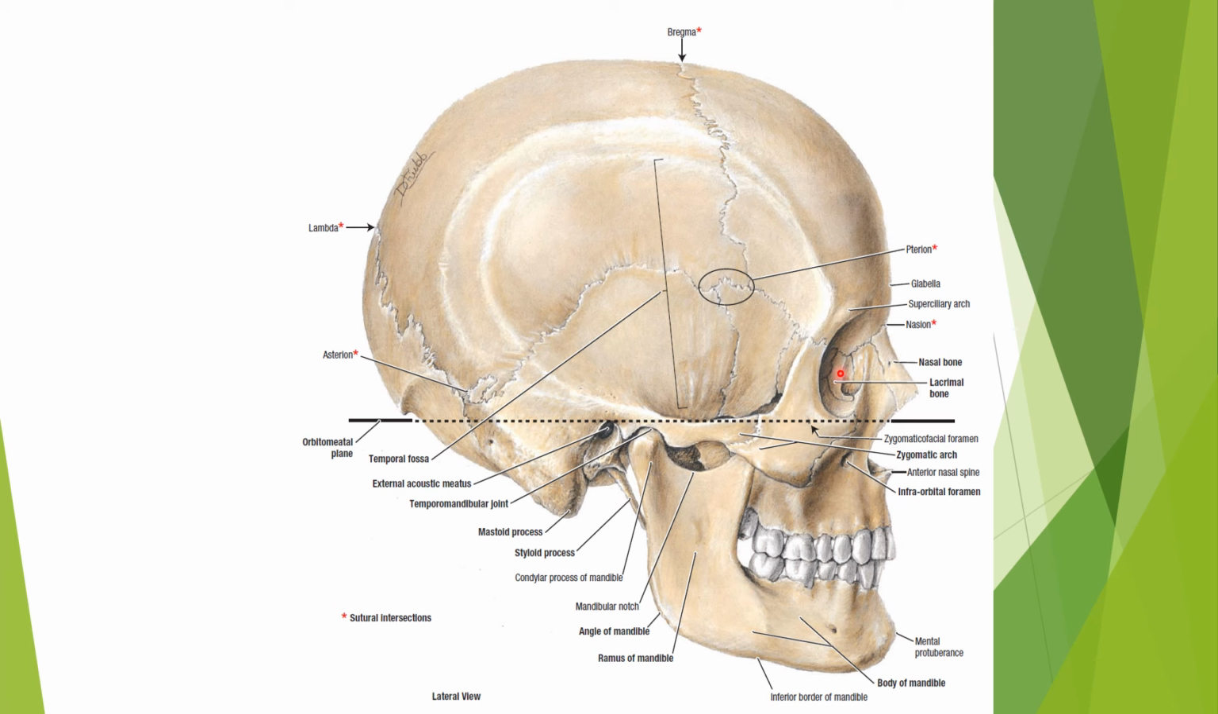This is the lacrimal bone here. This is the lacrimal opening. This is the nasion. This is the glabella, the non-fusing part between the two frontal bones, or this suture forming between the two frontal bones. This is the external acoustic meatus, and this is the mastoid process, and this is the styloid process.